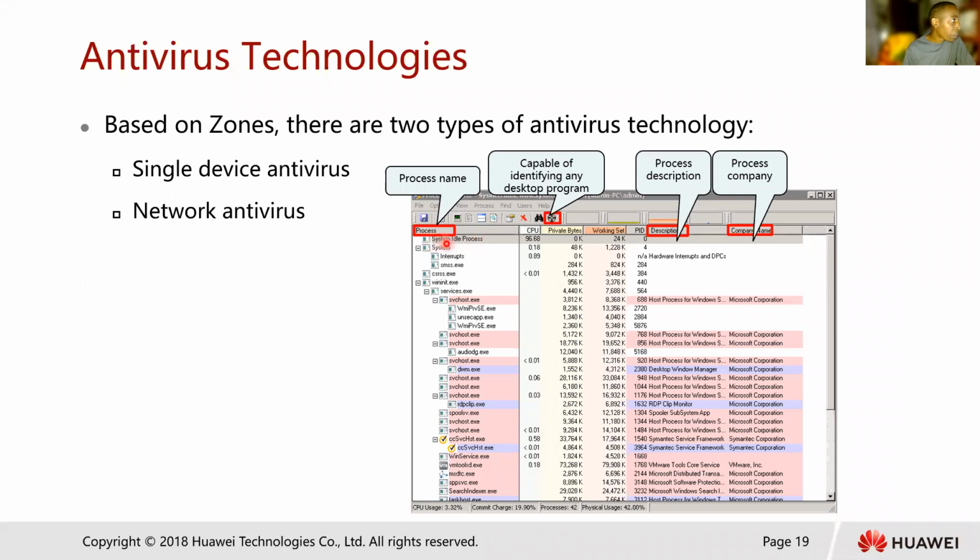I can see this is a process viewer. It shows the process name, capable of identifying a desktop program. I think this is Sysinternals. I'm seeing a process description and process company, so you can check that. So we get to know the difference between a single device and a network antivirus.